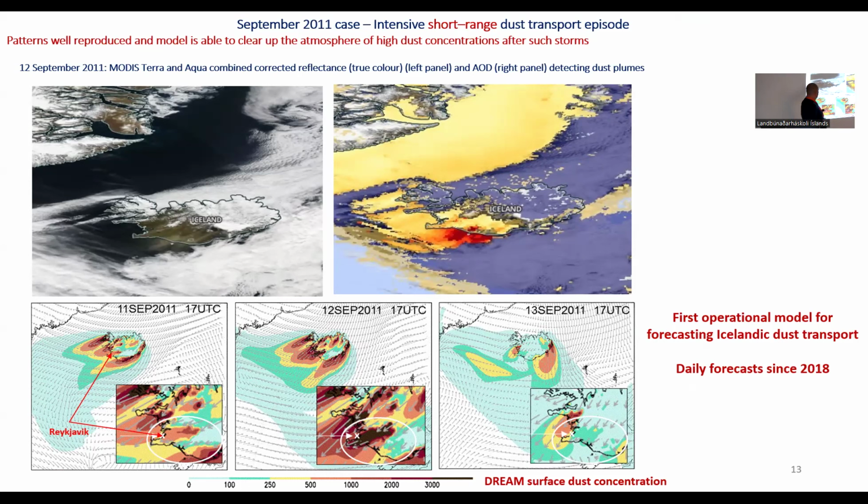On the upper plots, you can see the dust plume. This is the MODIS visible spectrum. This is AOD, suggesting the dust plume. And here, this is the surface concentration from our model, for 3 consecutive days.